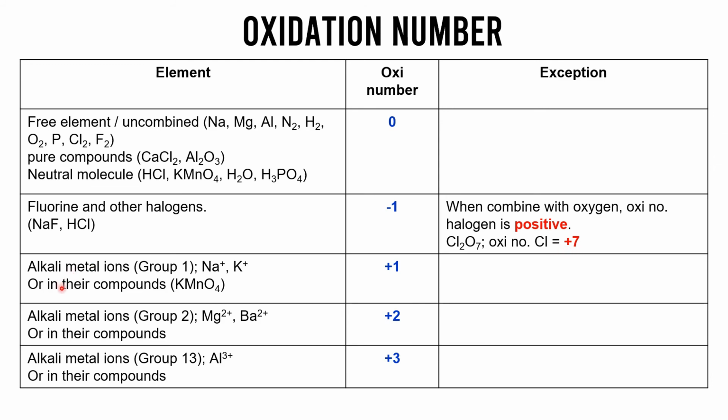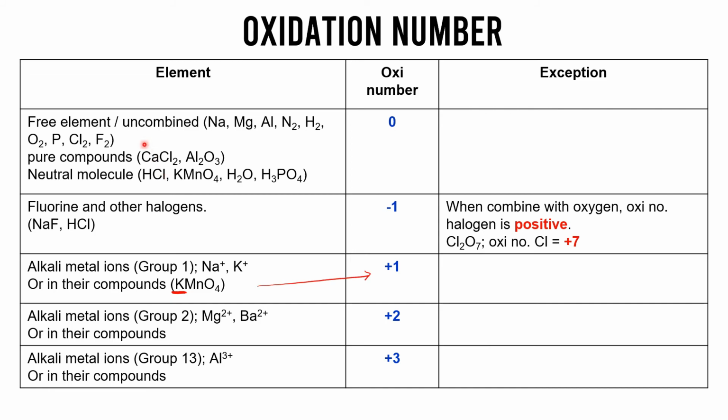+7. Next, alkali metal ions group 1, such as Na+ and K+. The charge on top here is plus, meaning +1. So for alkali metal ions of group 1, the oxidation state or number will be +1. And also when this metal exists in the form of a compound, such as in KMnO4, the oxidation number of K here will be +1 also.